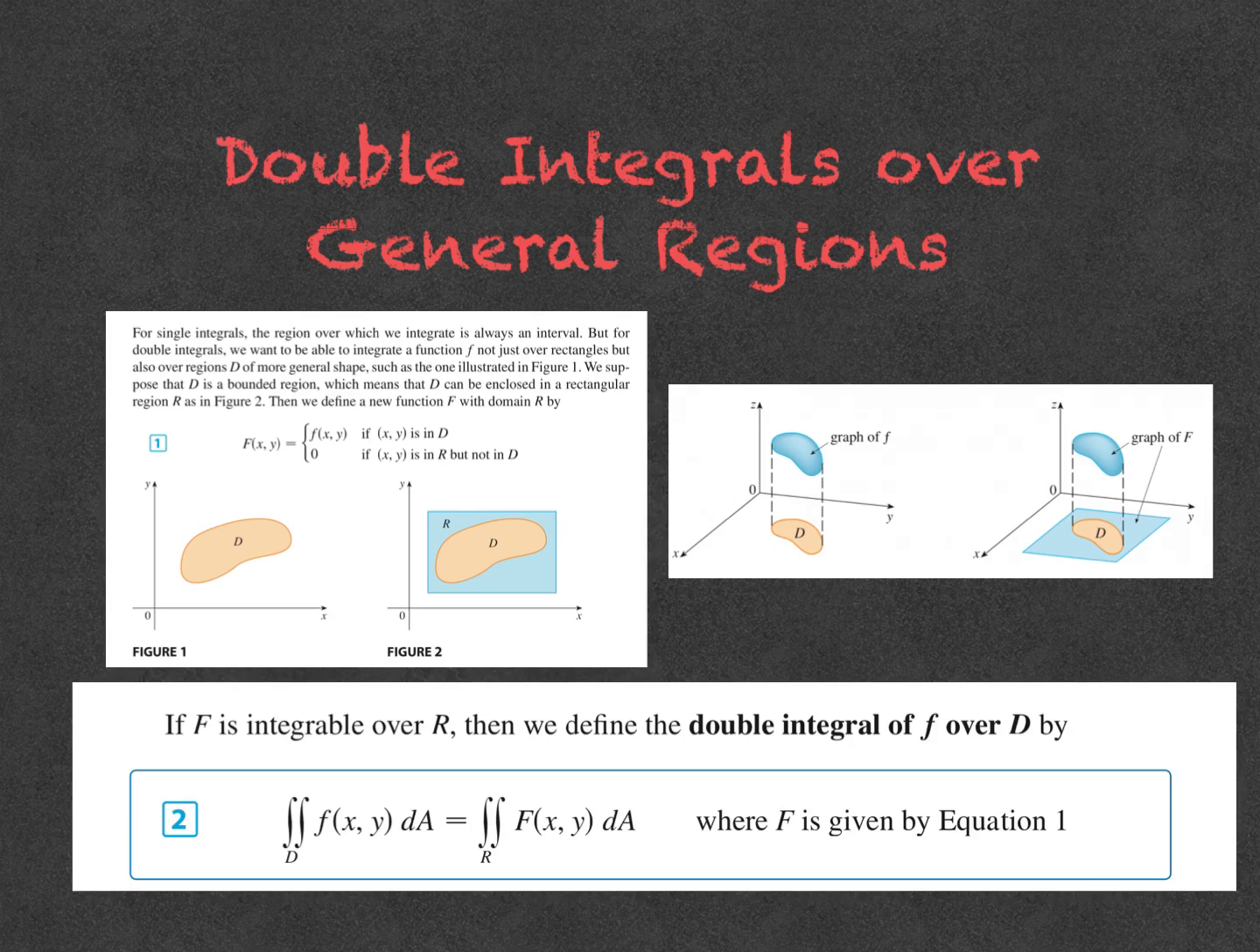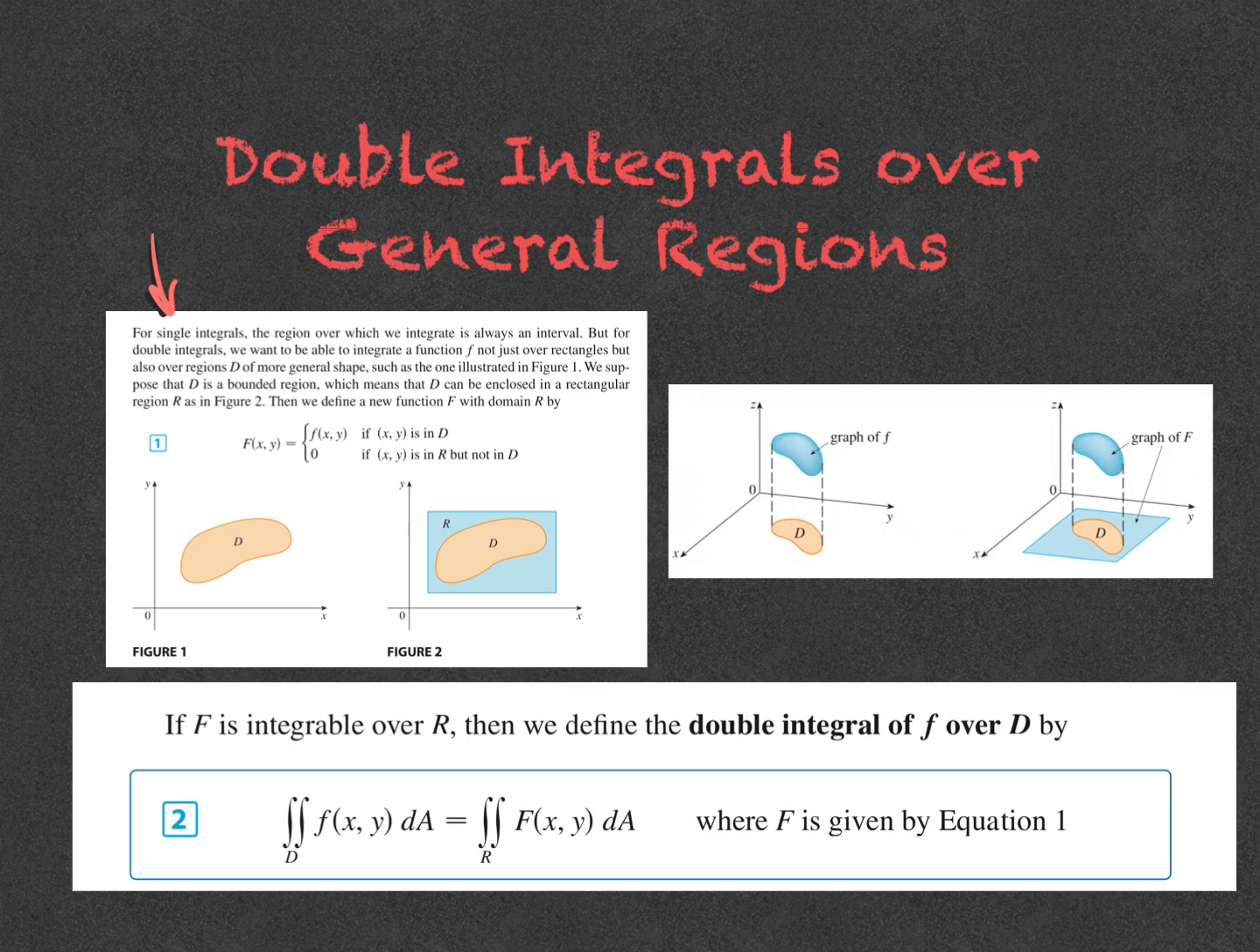So we're going to look at double integrals over general regions. In the last section we integrated over rectangles, but that's not always helpful, so here we're going to look at general regions. In this first box, for single integrals we wanted to integrate over an interval, and we looked in the last section at rectangles, but here we have a figure that's not necessarily a rectangle, it's a more general shape.